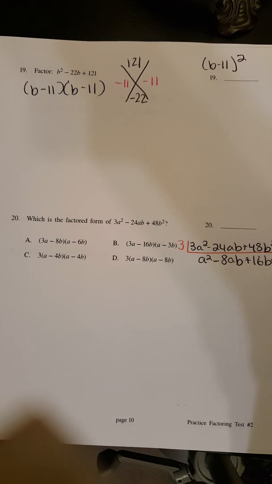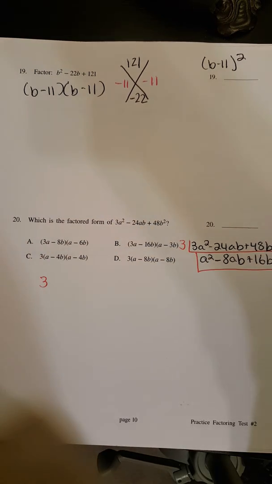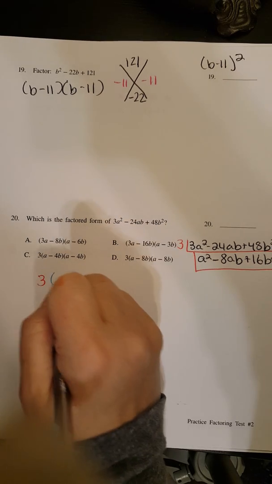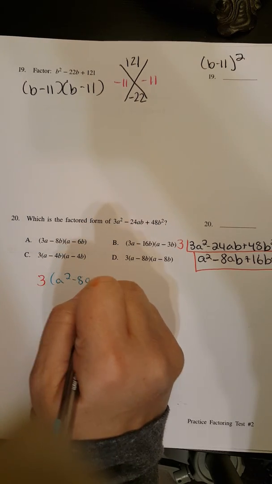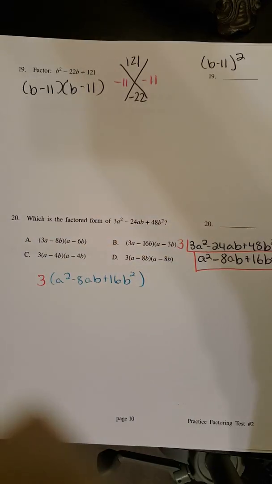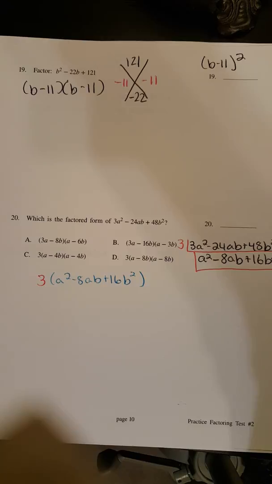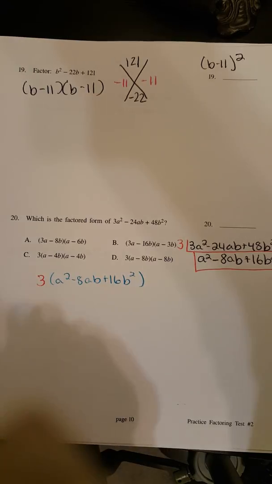All right, so now when we write it out, we are left with 3 and then I have a squared minus 8ab plus 16b squared. Notice no answer says that. We have to keep going with this. Okay, so it wasn't just a simple take out the GCF.